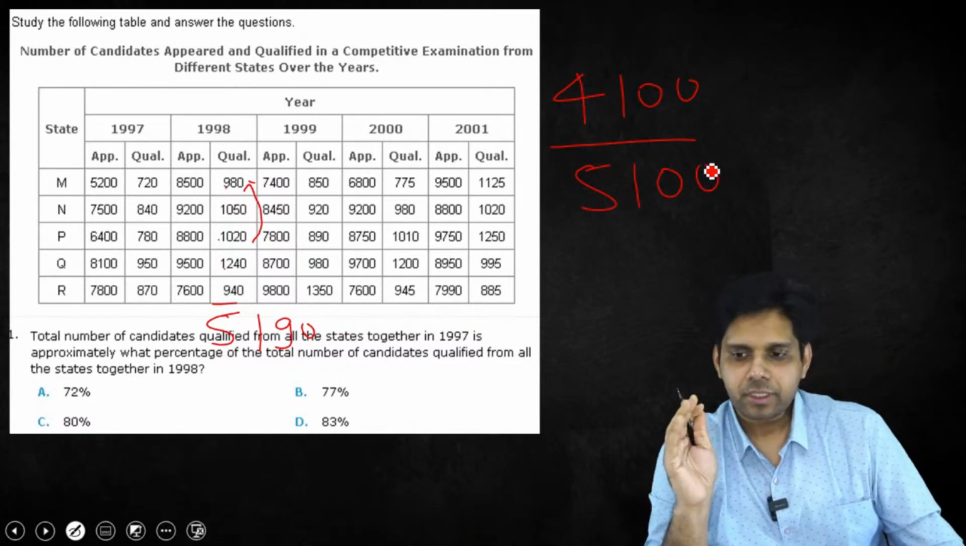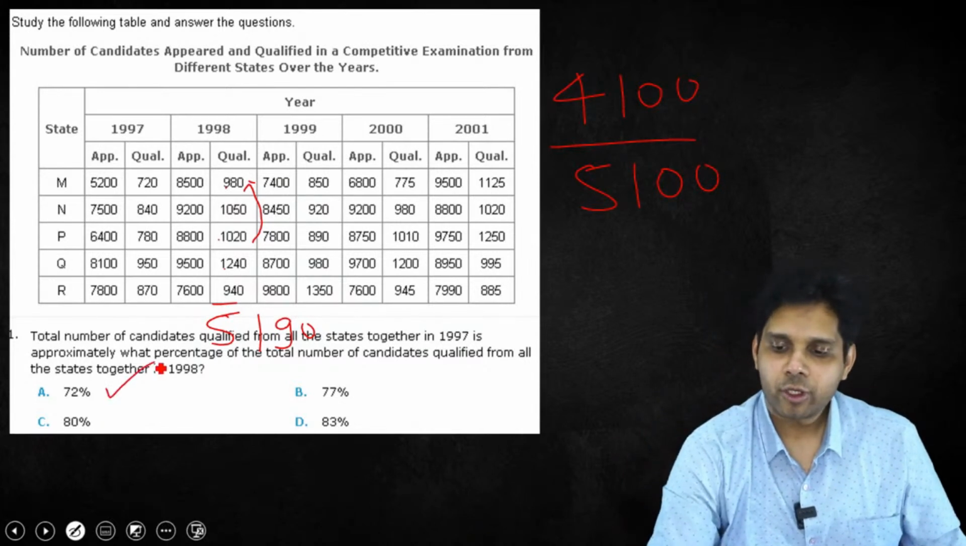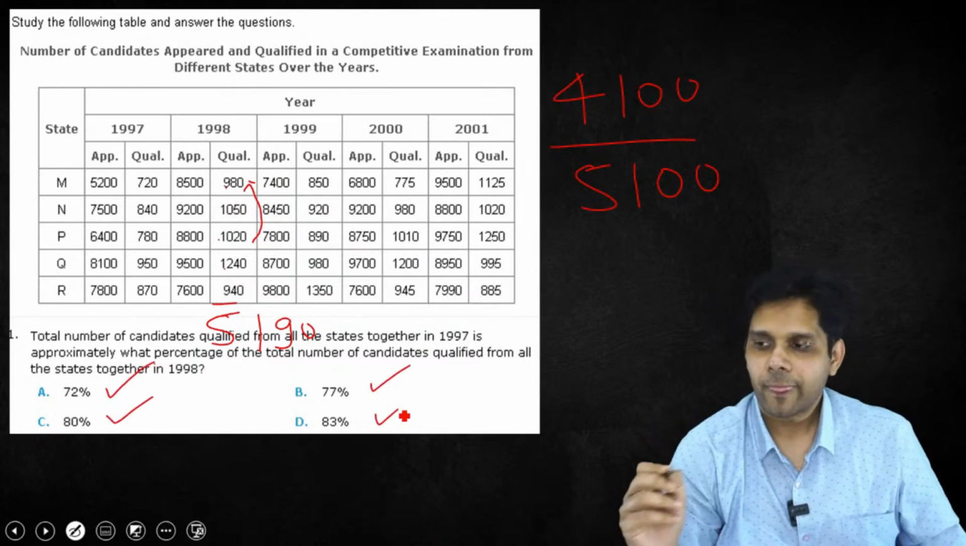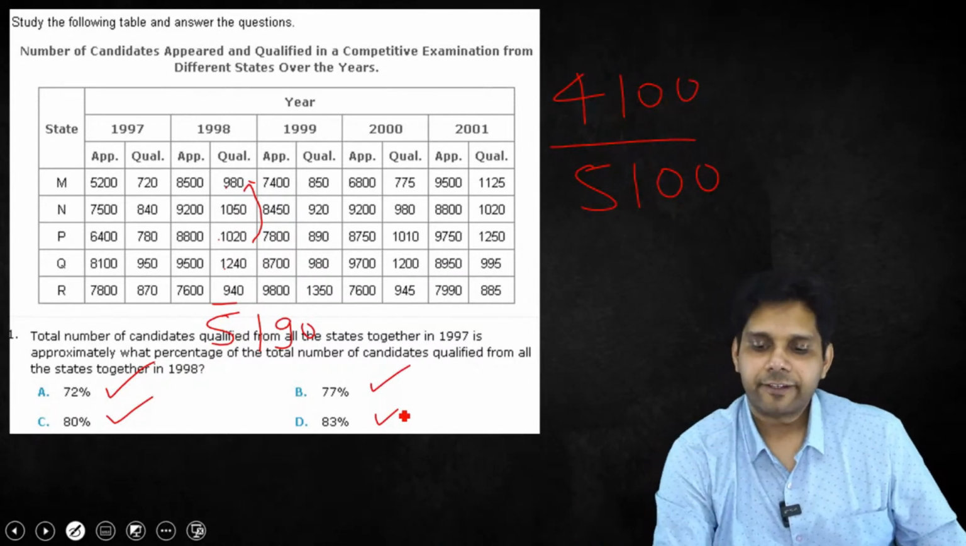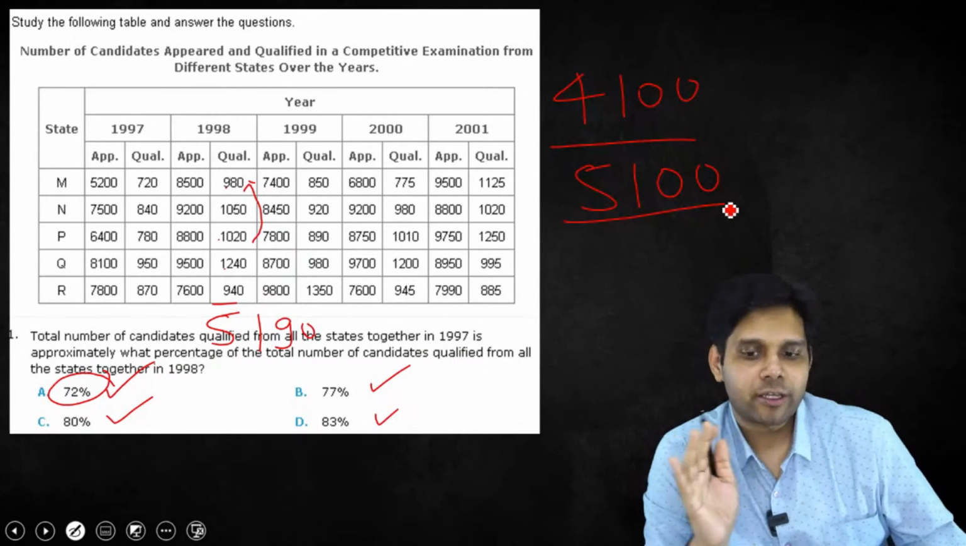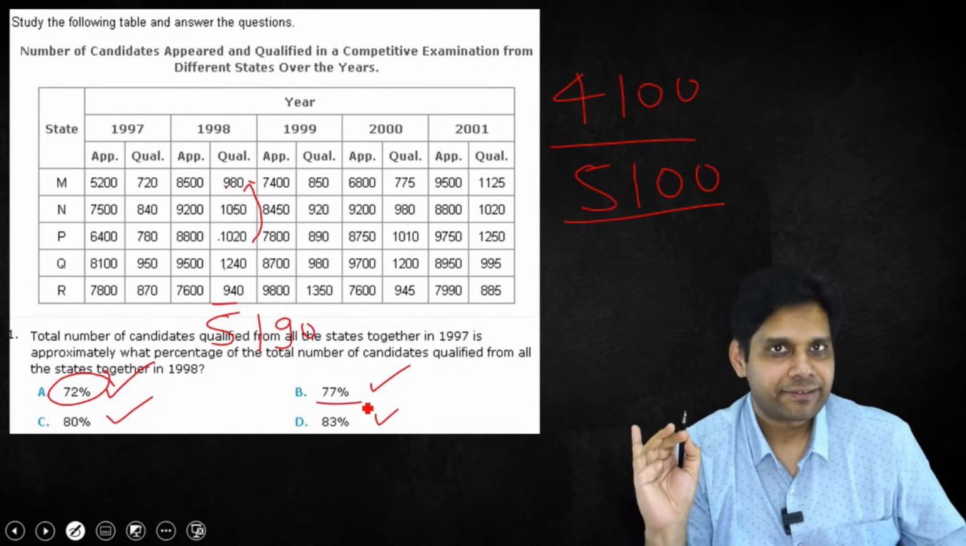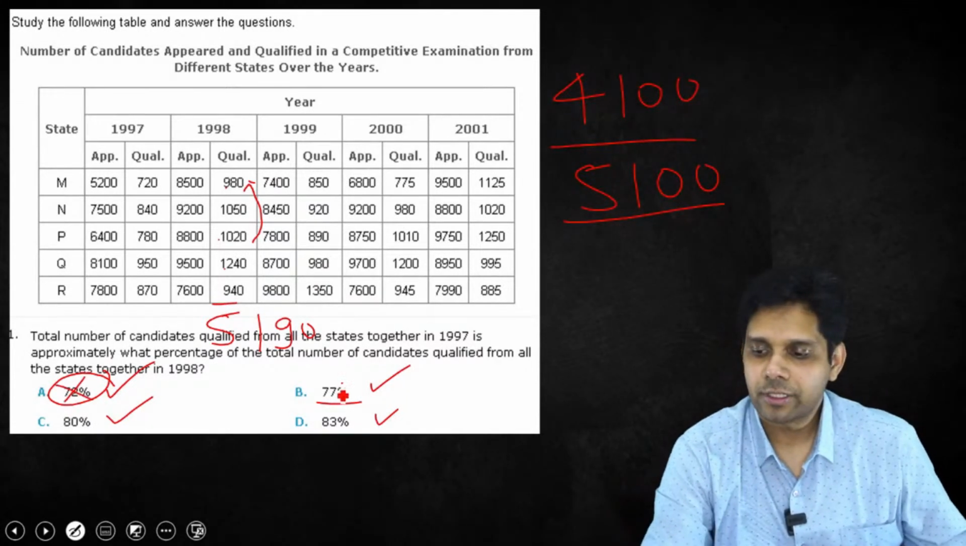Easy. Now, did I write the actual numbers? No, because my options are already there to give me a hint. Okay. Now let's look at the options. Definitely 72% not possible, because 80% of 5100 is not, right? So now 4100, 77% not possible. So these two options are gone.